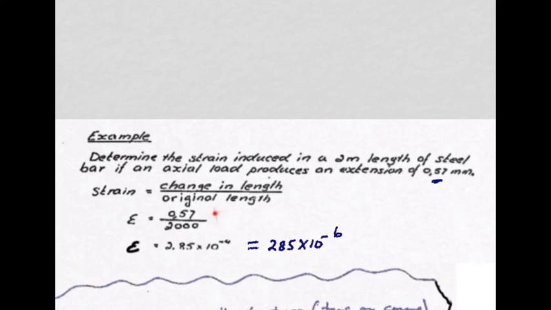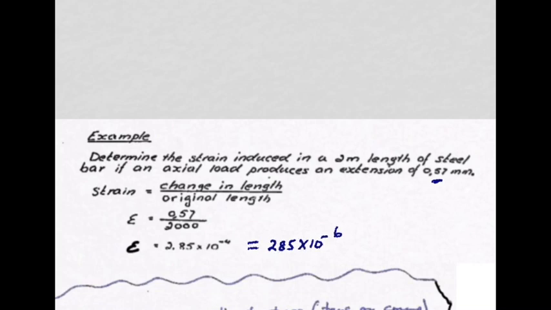So here we've elected to put it in as millimeters. Remember, it was 0.57 millimeters, the change in length. Now the 2000 would be the original length, because remember the specimen was 2 meters long. And you plug that into your calculator and you get epsilon equal to 2.85 times 10 to the minus 4.